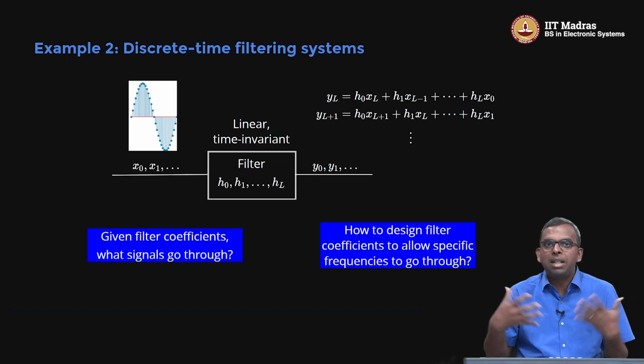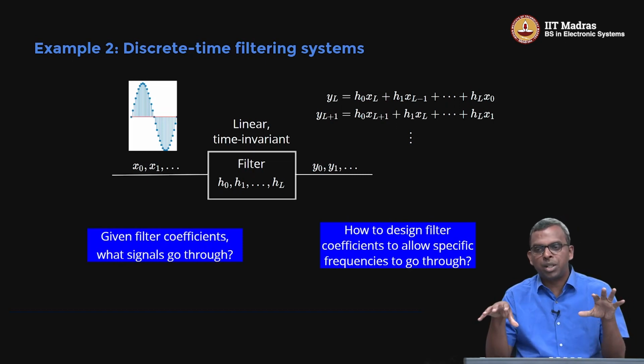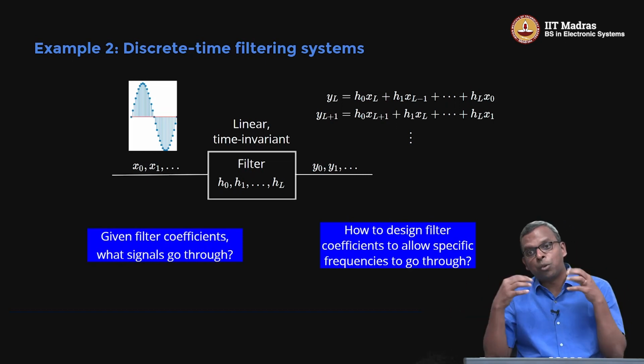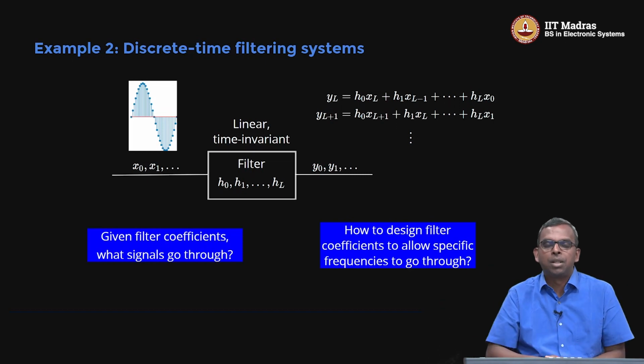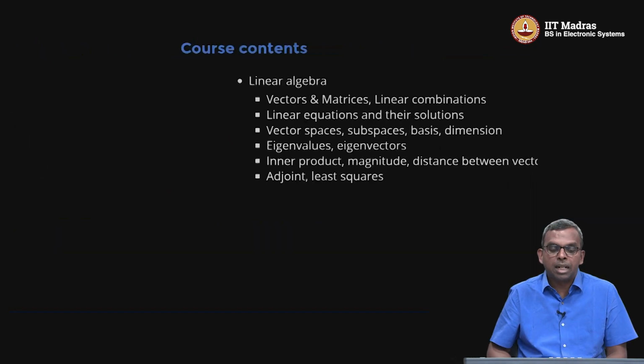All systems are built assuming some sort of linear relationships. Knowing linear relationships, in particular solving both these kinds of problems, solving the equation given the coefficients, finding input, output, etc., and finding coefficients to give you a desired relationship, is also a very, very useful problem. Okay. So, that is the motivation. Let us go ahead and see what is going to be the content of this course.